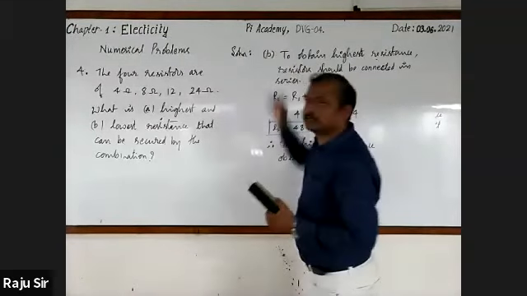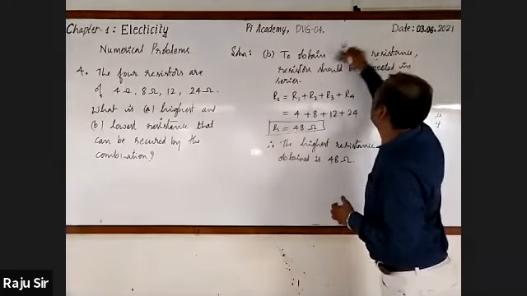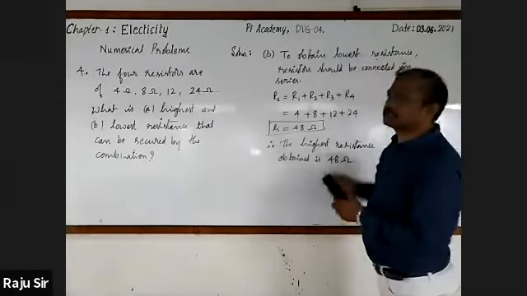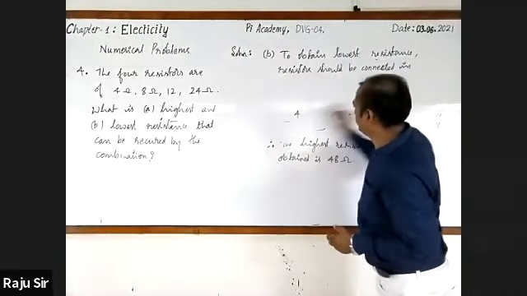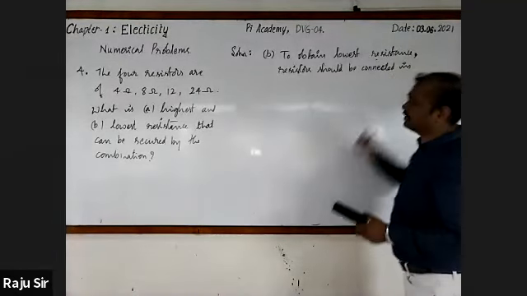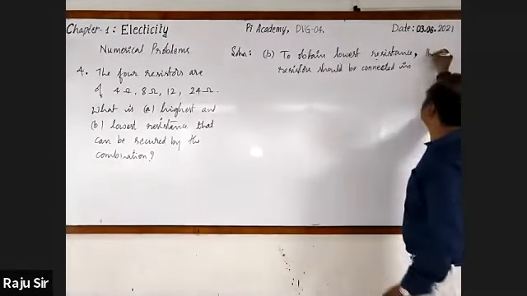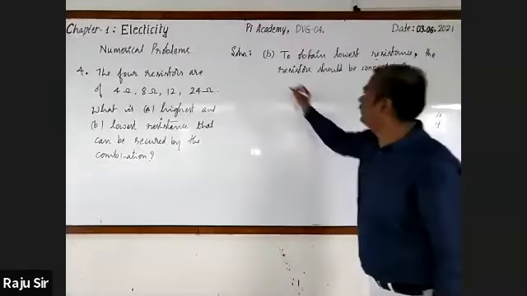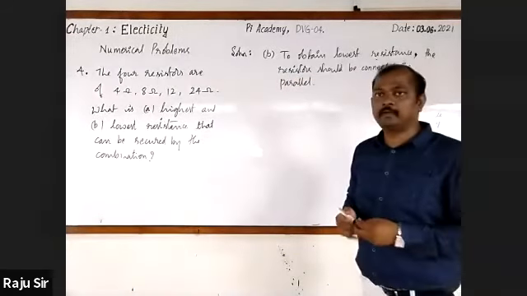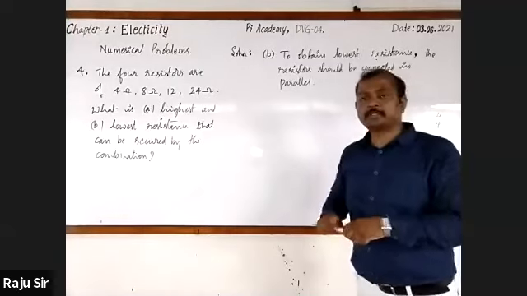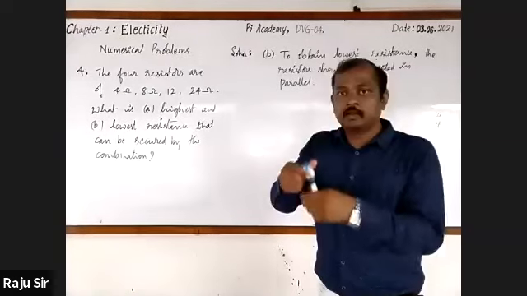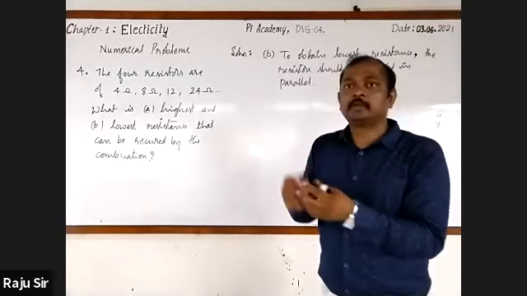B. Copy it. To obtain lowest resistance, the resistors should be connected in parallel. Here 4 resistors are there. As they are to be connected in parallel, let's go for finding the effective resistance.